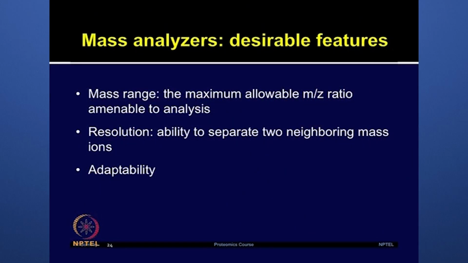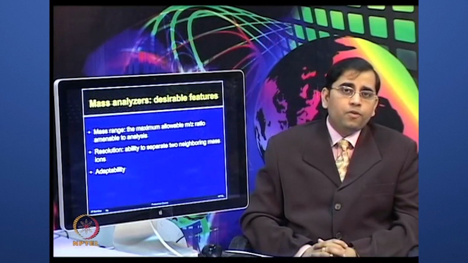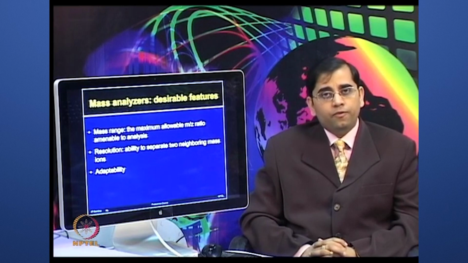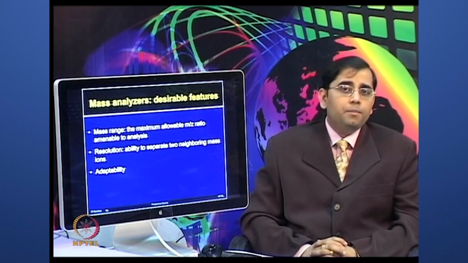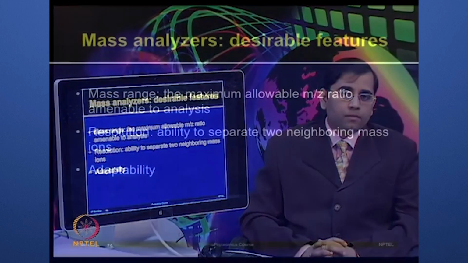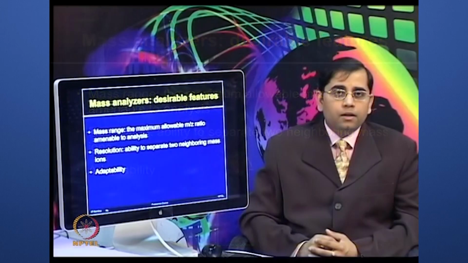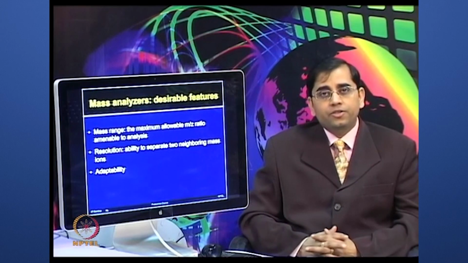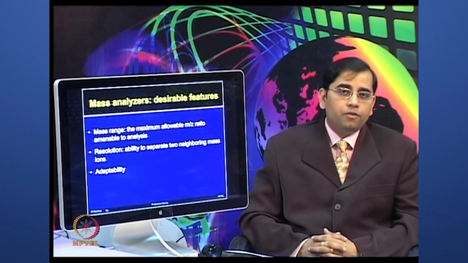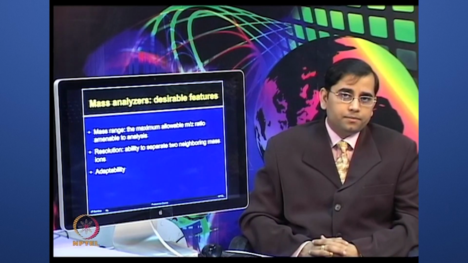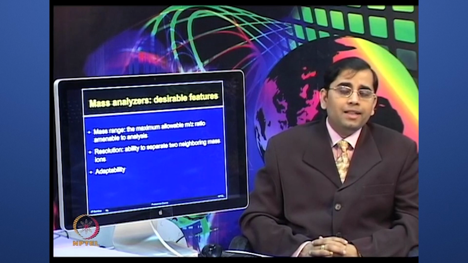Mass range, which is the maximum allowable m/z ratio amenable to the analysis. So, if you have a higher value, that will be useful for analysis of high mass compounds. Resolution, or the ability to separate two neighboring mass ions. So, how well can the mass of interest be separated from other species? That describes mass resolution.